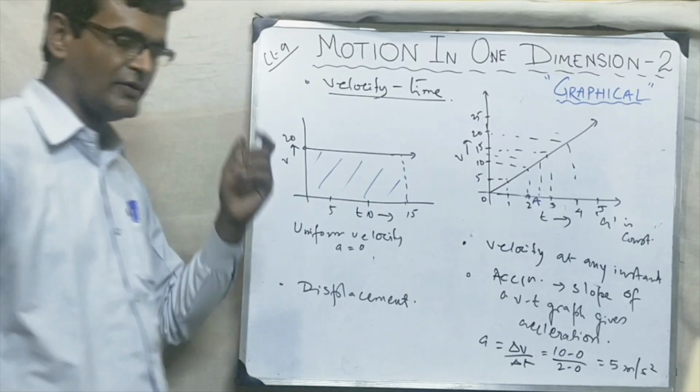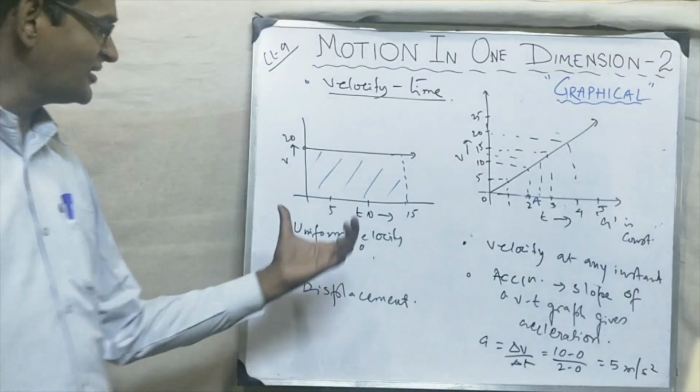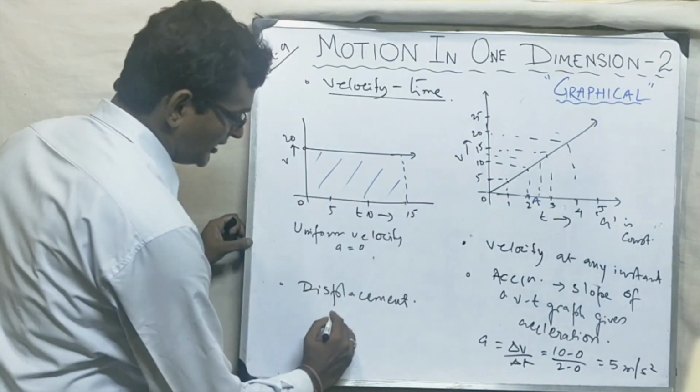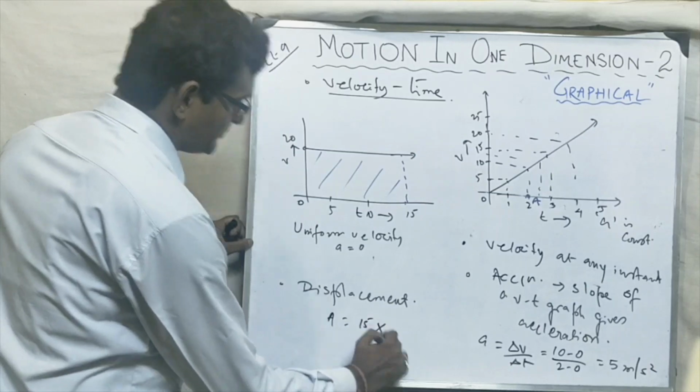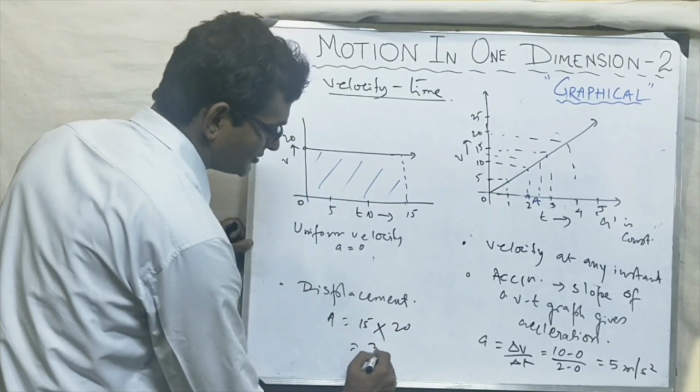Area of a rectangle, we know very well, studying from lower classes: length into breadth. So what is the length? 0 to 15. So area will be 15 into, and what is the breadth? 20. What does it come to? 300.